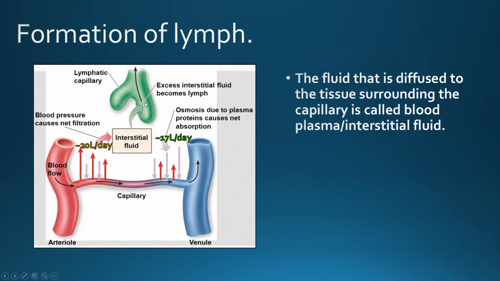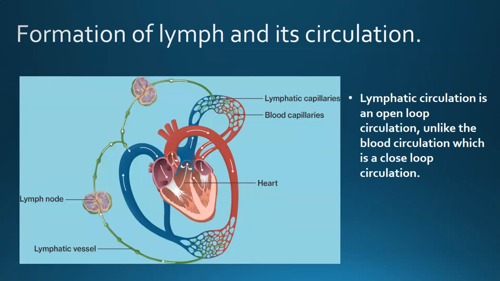The lymph is basically the excessive interstitial fluid from the body tissue that has not been reabsorbed back to the venous system. That is lymph. They are absorbed into the capillary of the lymphatic vessel. It's excessive interstitial fluid, and they become lymph.